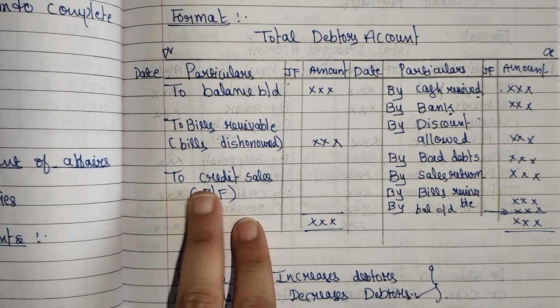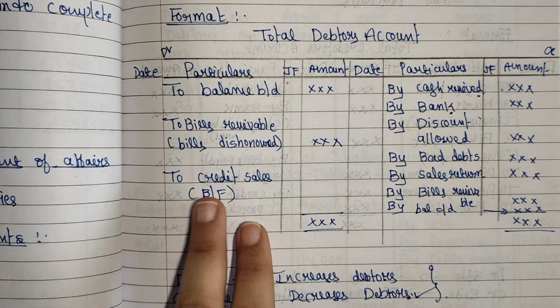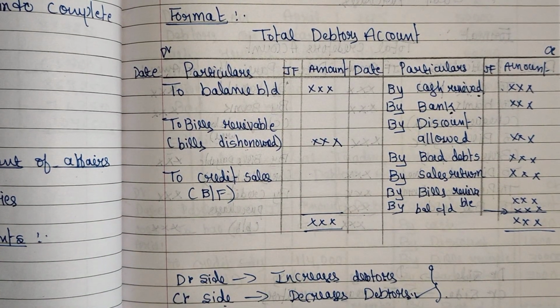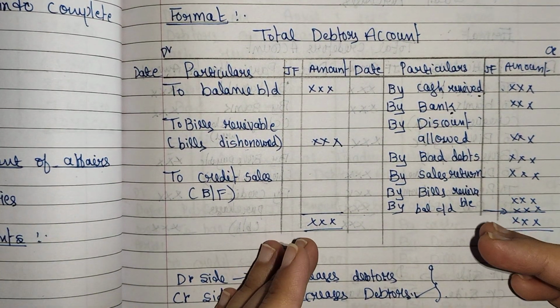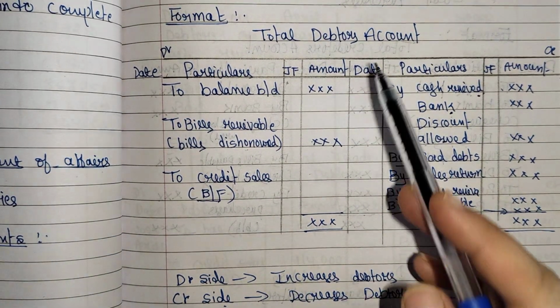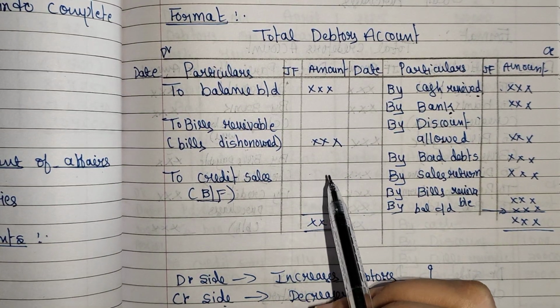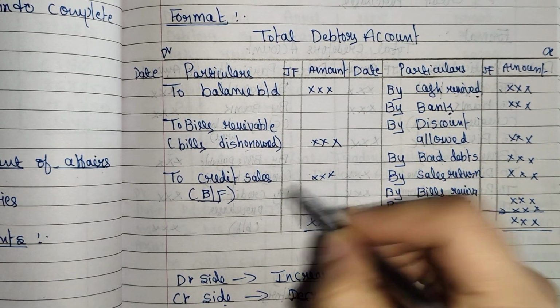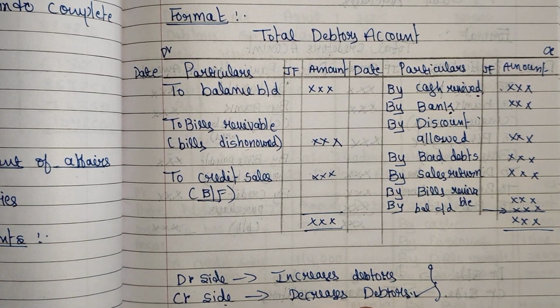So after that to credit sales means this is the balancing figure. Credit sales means selling goods to the customers without receiving the cash immediately. Payment is received later. Clear? This is the balancing figure. So if we prepare the debtors account, we will get credit sales. That is our balancing figure. Clear? I hope this debtors account is clear to you all.